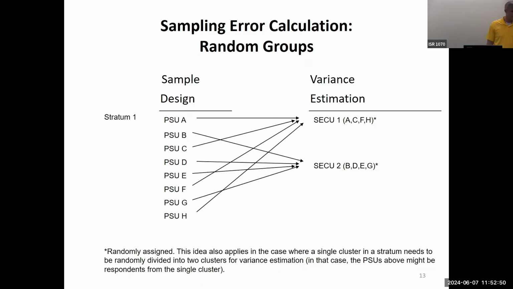So you might also see this happen, and it's often done to create two SICUs within a stratum for the types of variance estimation techniques that we're going to be talking about. One technique called balanced repeated replication needs two clusters per stratum. So sometimes this is done to enable particular variance estimation techniques in the first place.